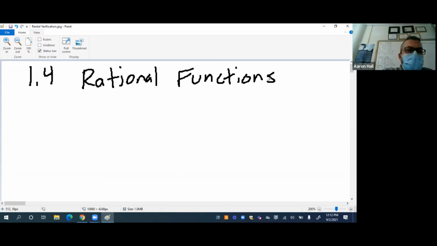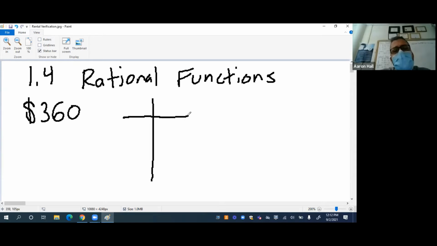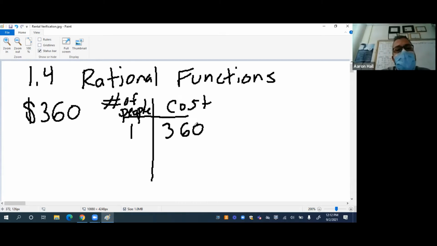So let's say that there's a gift and the gift costs $360. I want to buy this gift for somebody's quinceañera, but that seems a little steep for me. So this is the cost, and over here, for our X value, I'll write number of people. And if it's just me paying for it, it's going to cost me $360. And as I said, that's way too expensive.